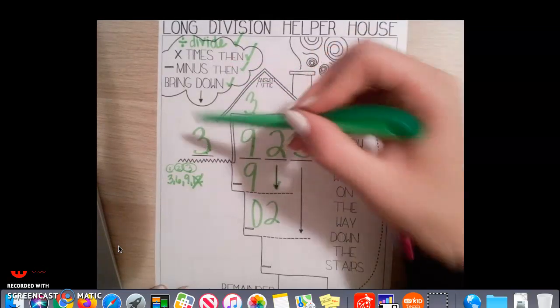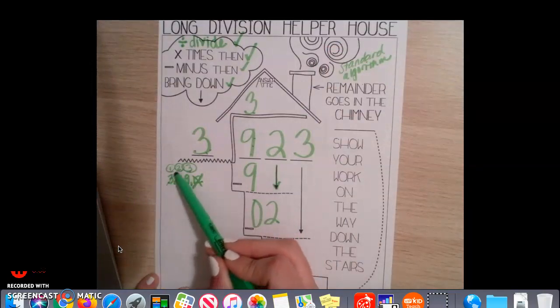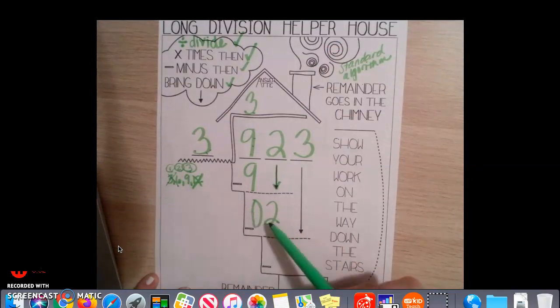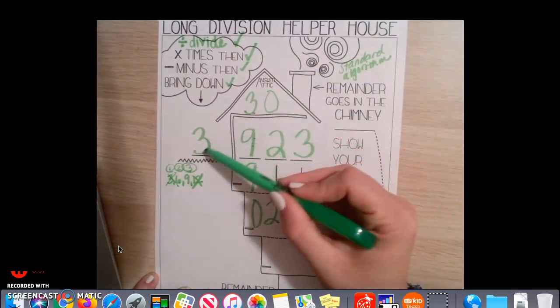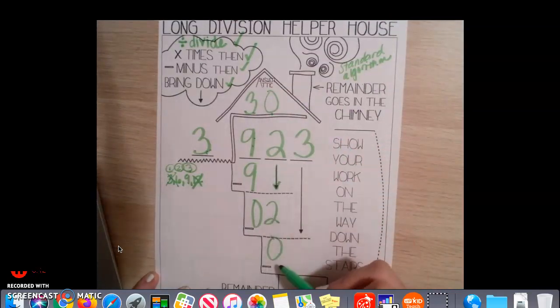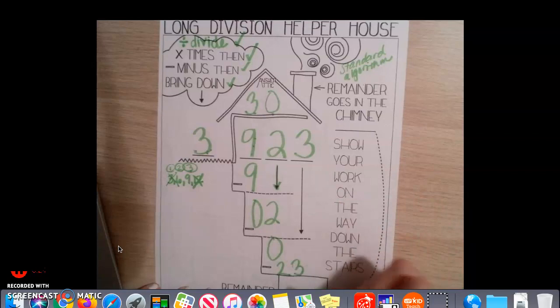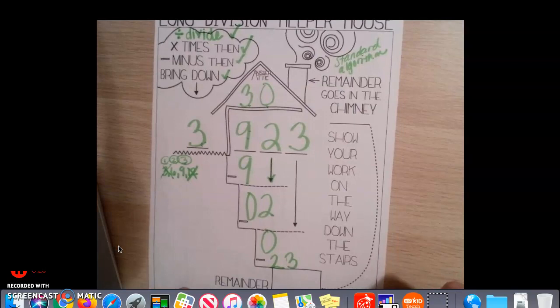3's knocking at the door. 2 is home. Can 3 go into 2? No, because 2 is smaller. So it goes in 0 times. Then we're going to multiply. 3 times 0, we know is 0. When we subtract, we're going to do 2 minus 0 is 2. Bring down the 3. Now, how many times does 3 go into 23?